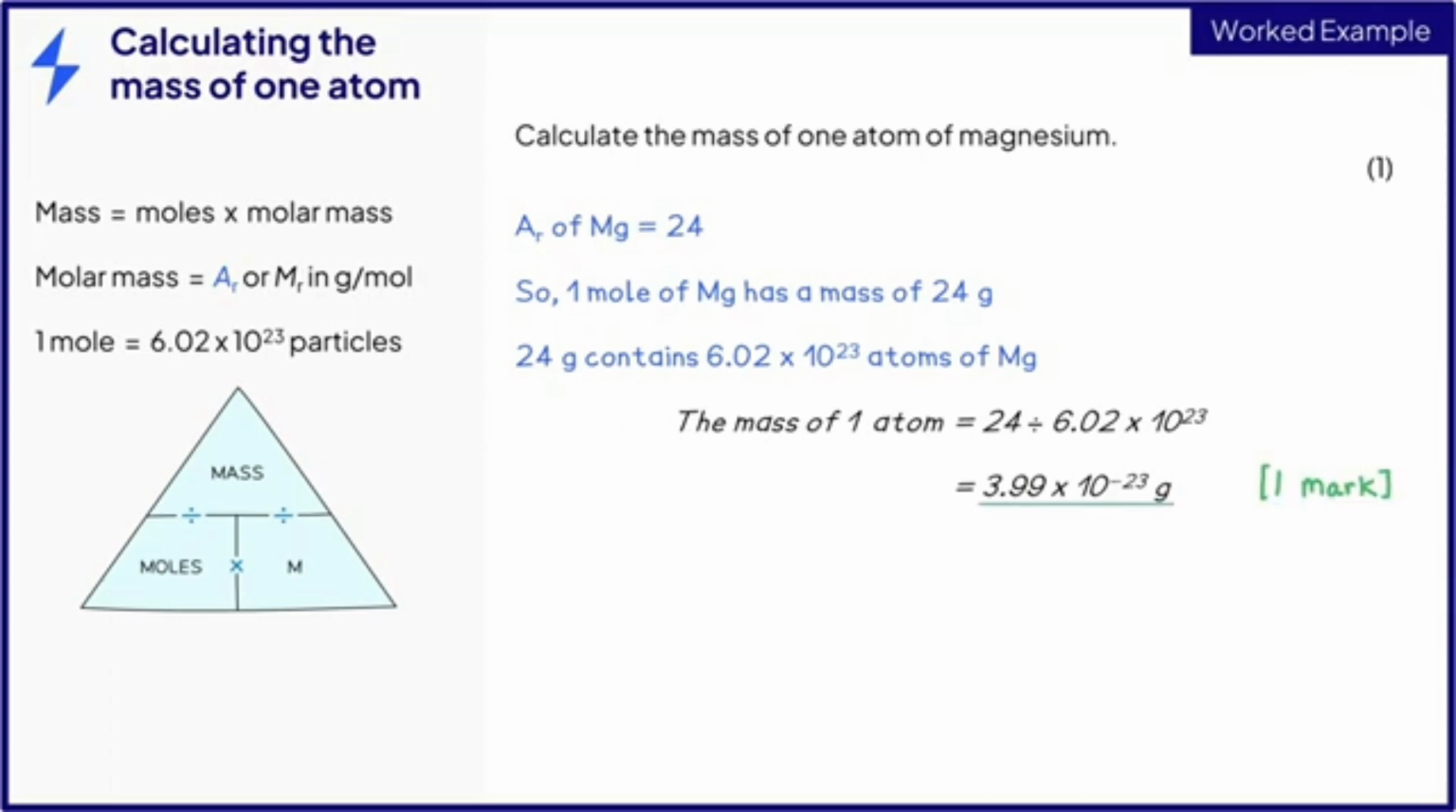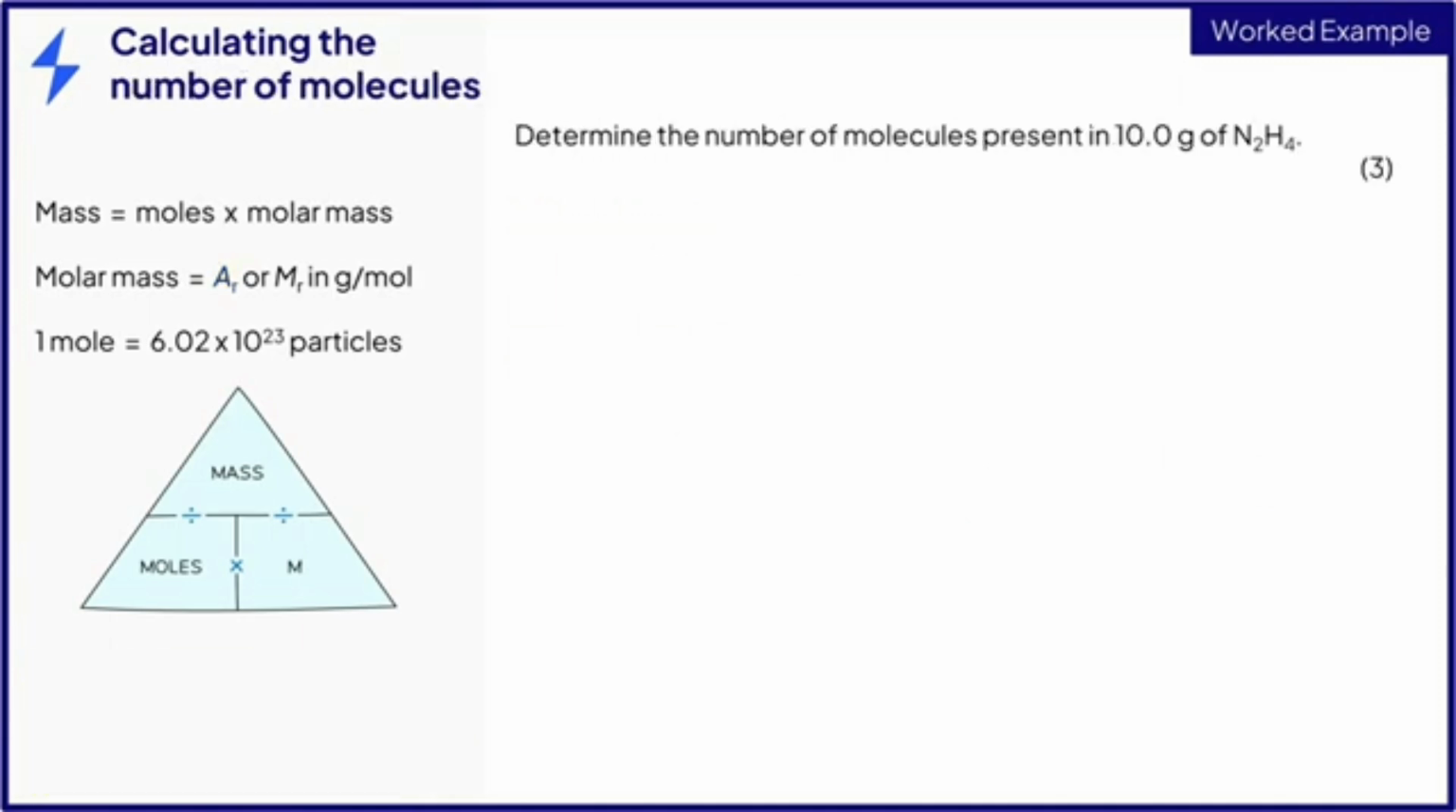This is the type of question that students frequently get wrong, despite the calculation being relatively straightforward. Make sure that you check that your answer looks sensible. A common mistake is to multiply 24 by Avogadro's constant instead of dividing by it. This would give a really large number, which can't be correct, as you know the mass of the atom is tiny.